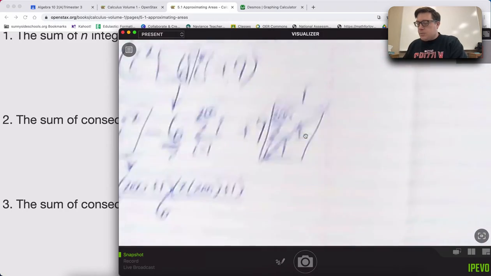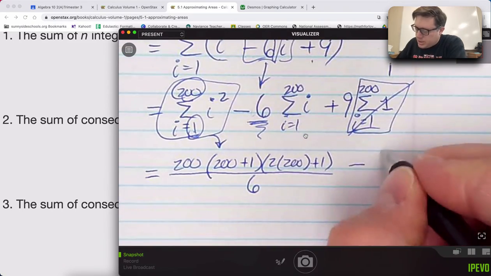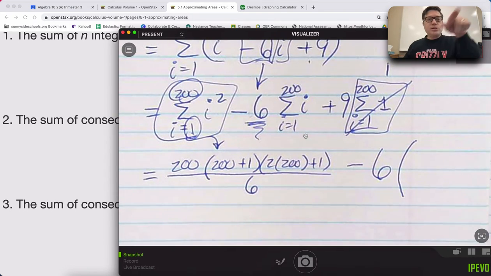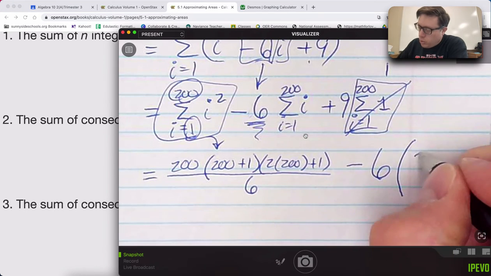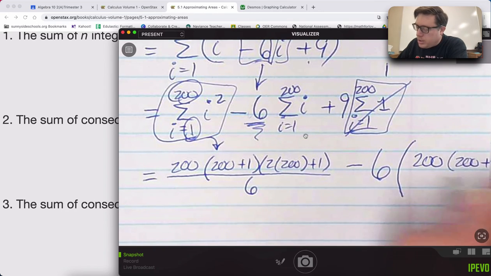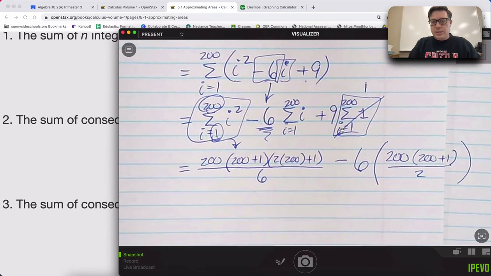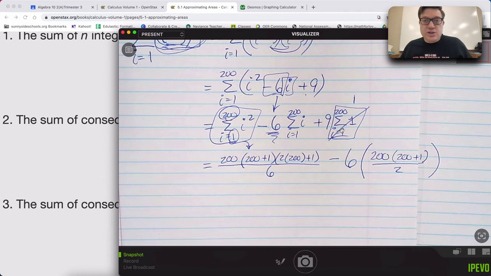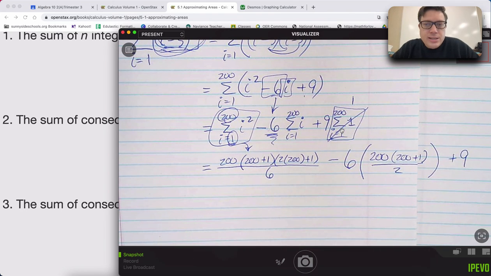And we're going to multiply by the expression for the summation of i. So minus 6 times, go back to OpenStax, that would be n times n plus 1 divided by 2. So 200 is n, times 200 plus 1, divided by 2. Excellent. Here's what it is. And then last of all, the 9 is not doing anything. So plus 9. It has the summation of a constant. Well, if the constant is 1, it's just 1.